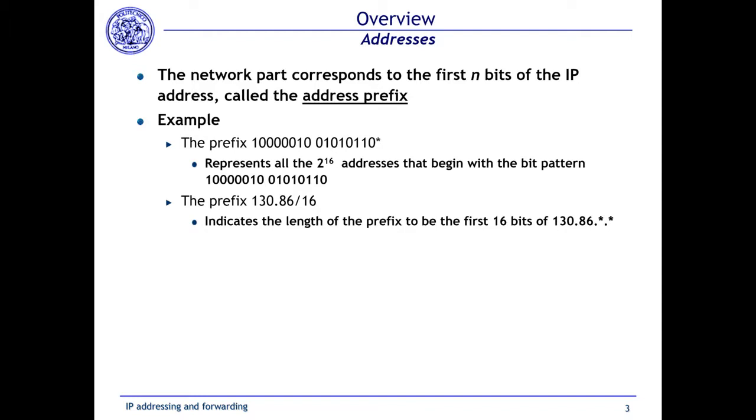Another example, 130.86/16 is another way of indicating a network prefix. It indicates that the length of the prefix is again 16 bits, and the binary values of those first 2 bytes are shared by all the addresses that belong to the same network. The star is also another way to indicate the same concept. The star stands for any possible number.